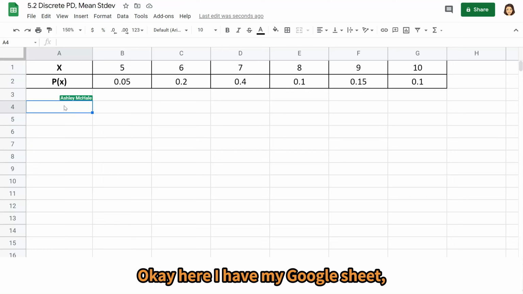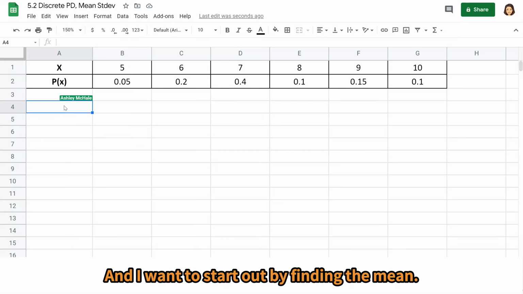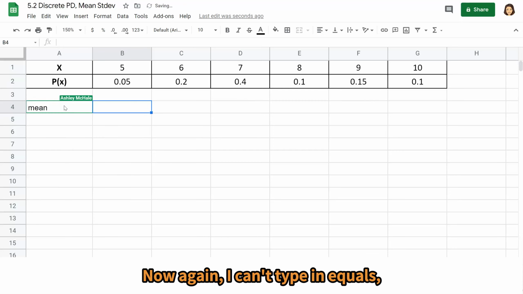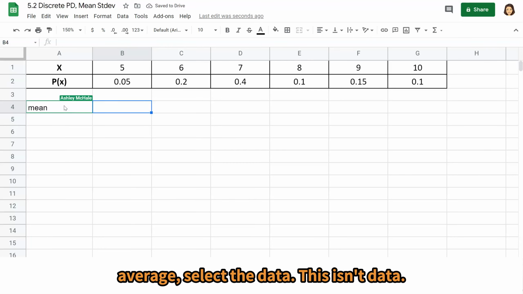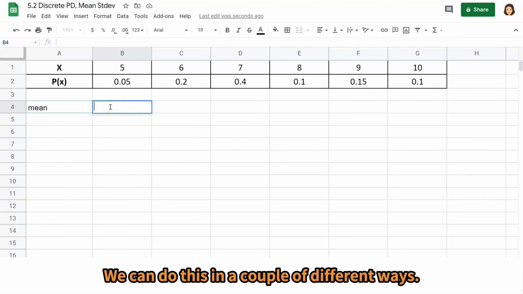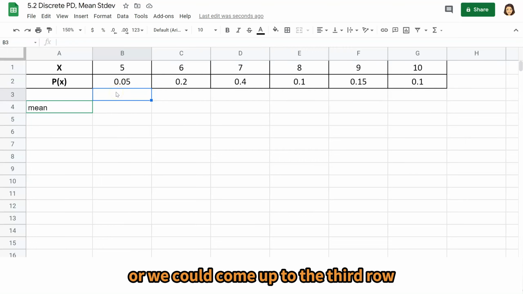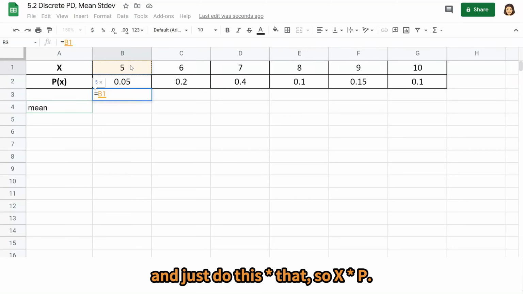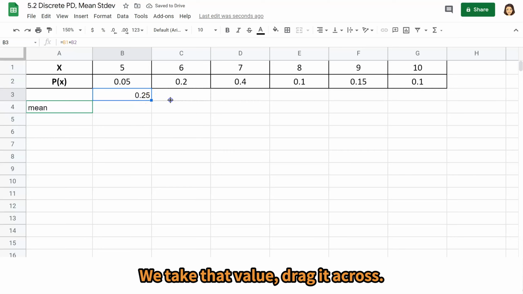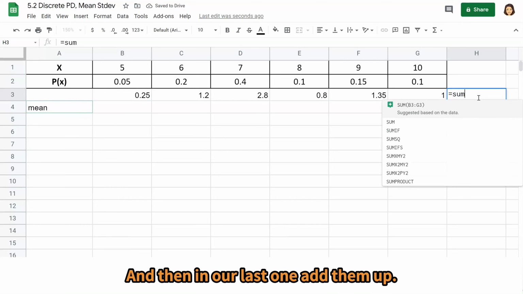Okay. Here I have my Google sheet, my probability distribution along the top rows, and I want to start out by finding the mean. Again, I can't type in equals average and select the data. This isn't data, it's a table. So we're going to set up x times p of x. We can do this in a couple of different ways. We could do it all in one step, or we could come up to the third row and just do this times that, so x times p. We take that value, drag it across so that it's all the way across, and then in our last one, add them up.